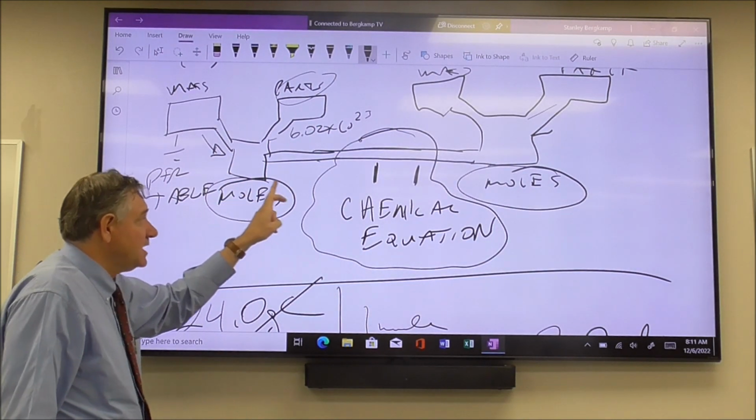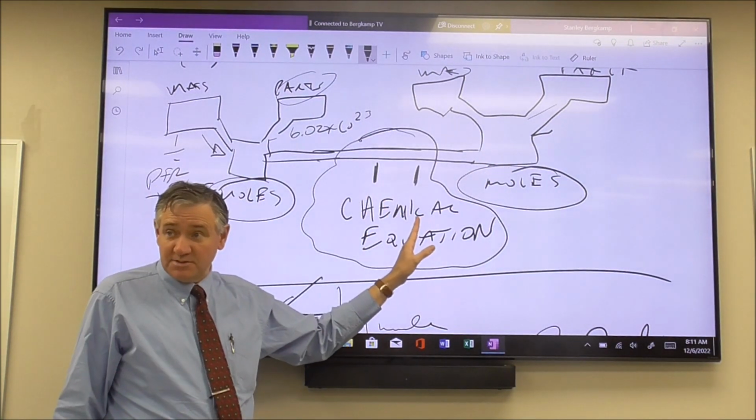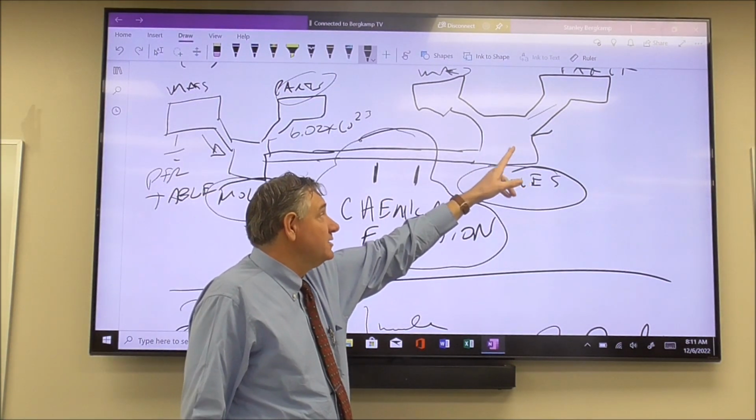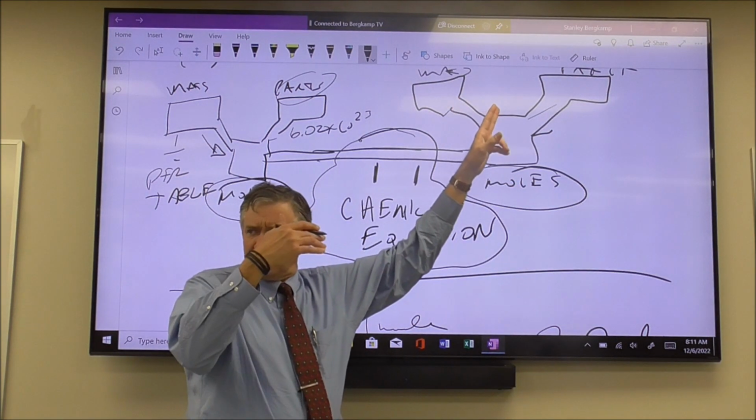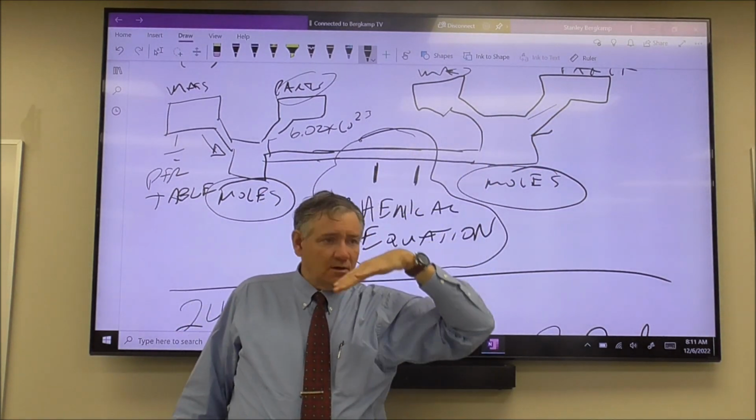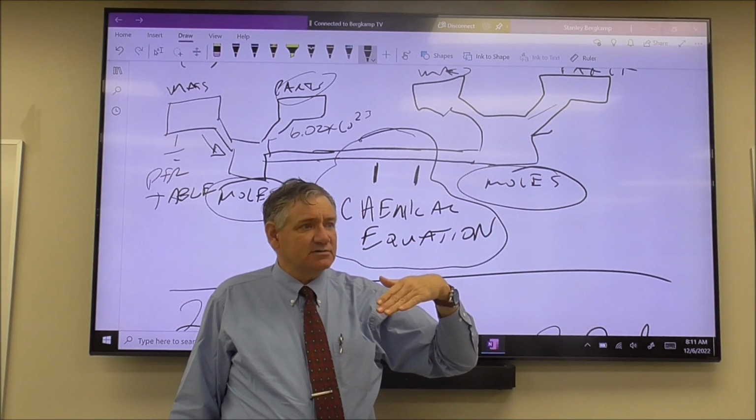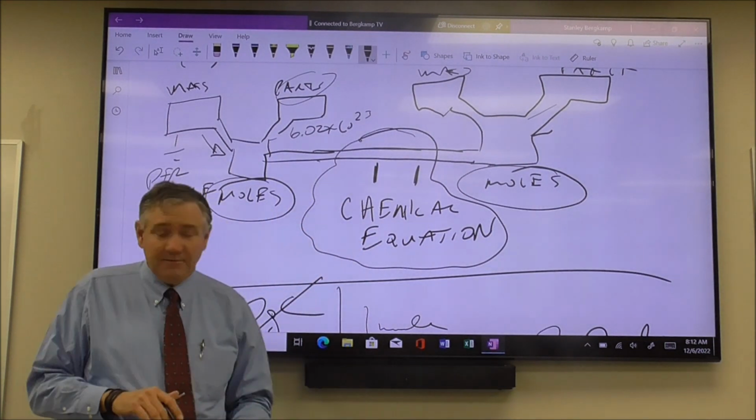Then you're going to go from one type of mole to another, and you're going to look at the chemical equation. And then when you get over here, you might say, how much mass do I need? I'm going to go up this way, look at the periodic table. I'm going to go that way and use Avogadro's number. So this is all about the sequence.